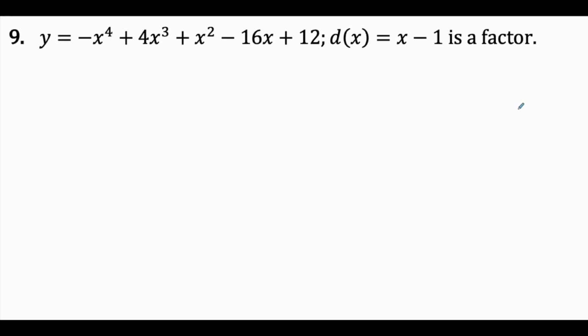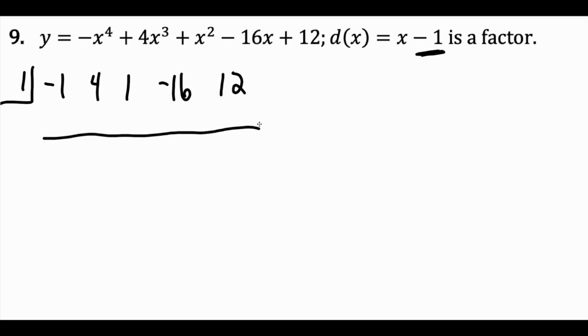Last one, number 9. This one we got a little bit more work to do because we do need to do our synthetic division first. So remember, we're going to take this number, opposite sign, so positive 1, put it on my shelf. And then take all our coefficients here. So negative 1, 4, 1, negative 16, and 12. Remember that our synthetic division should provide us with a 0 for the remainder because I'm telling you that this is a factor. So the remainder has to be 0.